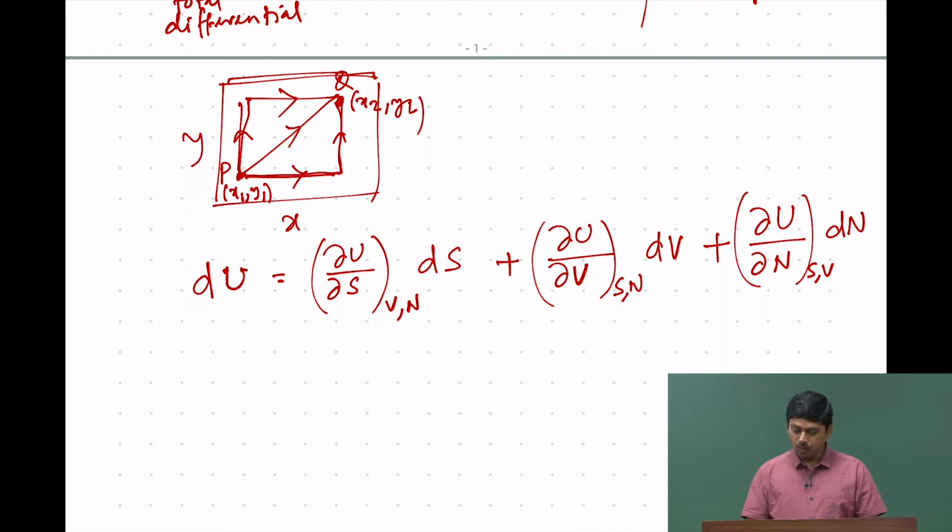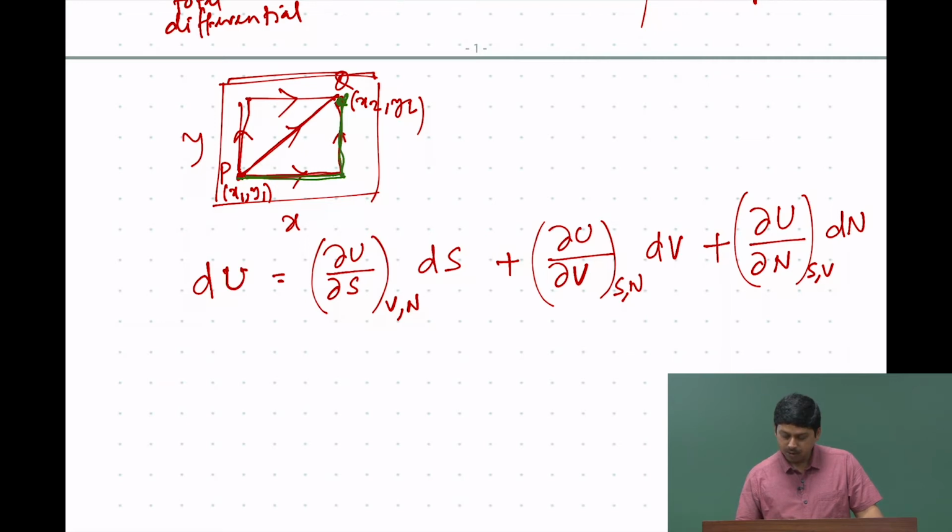So, remember what we are doing here. Essentially we are not taking this particular path, we are taking this path and then this path. We are keeping one variable fixed and going in one direction, and then keeping the other variable fixed and going in that direction, in order to make a change in u, or make a change in that particular function. So, here also we are doing the same thing.